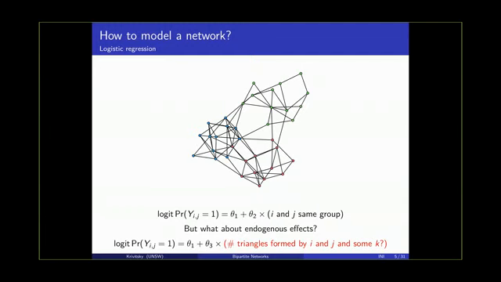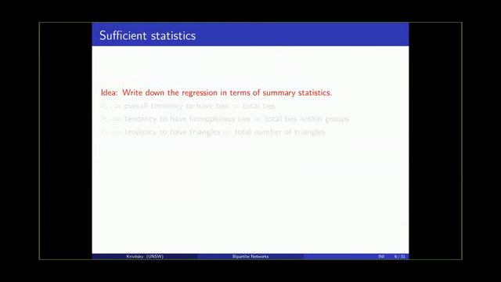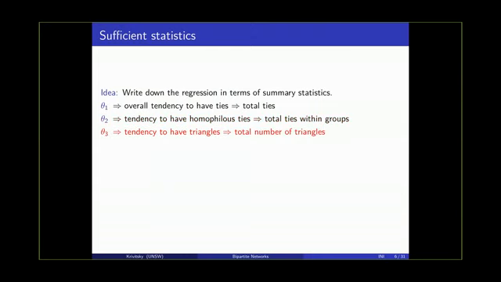The idea behind ERGMs resolves this by writing down the regression in terms of summary statistics. We have our theta1, which we want to use to model the overall tendency to have ties, so let's have a summary statistic, the total number of ties in the network. Theta2 was representing the tendency to have homophilous ties, so let's count the ties within groups. And for triangles, we want to model the tendency of a friend of a friend to be a friend, so let's count the number of triangles in the network.